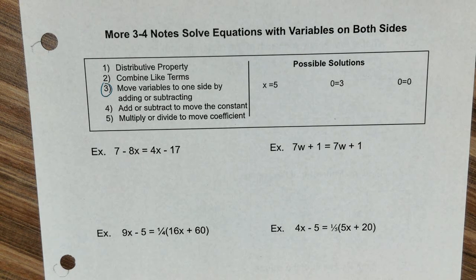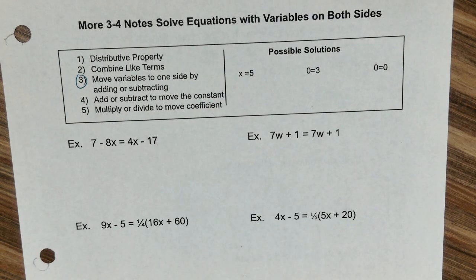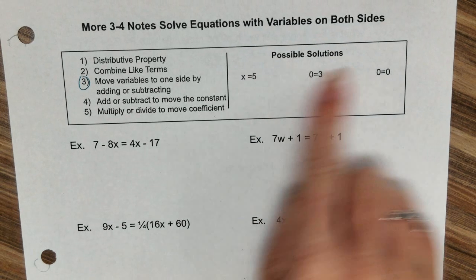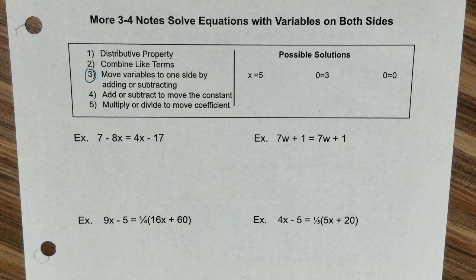You're not just moving the x. Okay, you're moving the coefficient and the x. So like 2x, you're moving the whole thing to either side. Okay, and then you get rid of the constant, and then you get rid of the coefficient. Now, we're going to talk about the possible solutions. These are the special equations that I introduced you to yesterday.